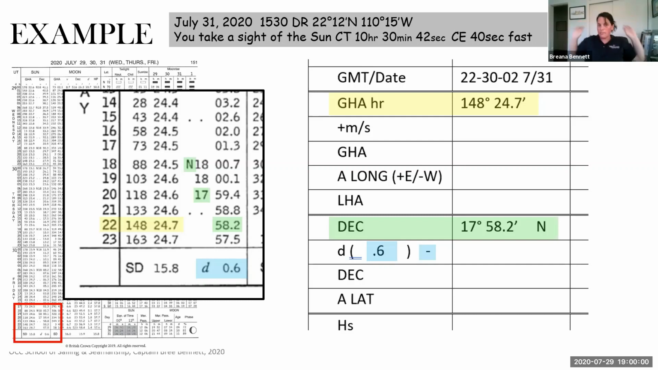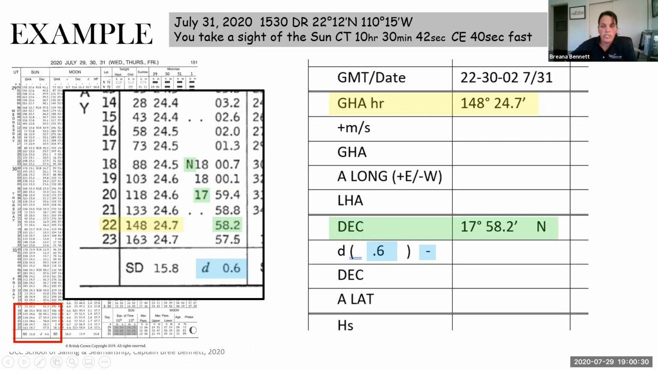And we have our GMT time of 22:30:02. So we go to the 22 on the 31st, and we put in the GHA of the hour, and then we do the declination of the hour. And then I'm going to make note of the d.